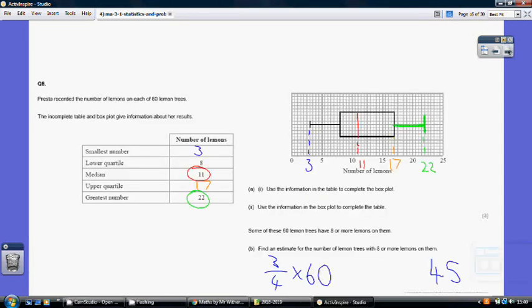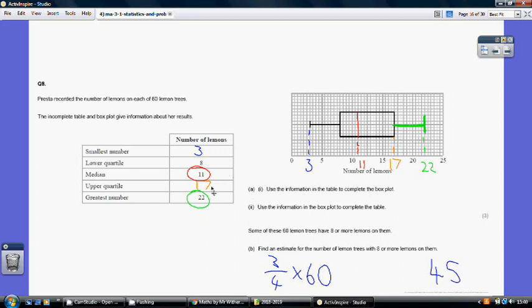Question 8. Part A1, use the information in the table to complete the box plot. So we have the minimum value, we have the lower quartile, we need to include the median, which is the line inside the rectangle. Well, that's at 11, so pop that line in at 11, that's 2 squares past the 10. Now we've got the upper quartile here, and then the greatest number has got to be 22, so include 22 as the upper whisker. 22 is 4 squares past 20. So that's completing the box plot.